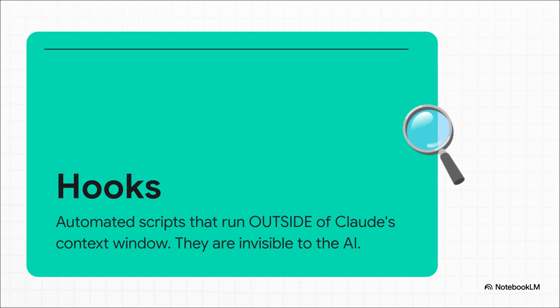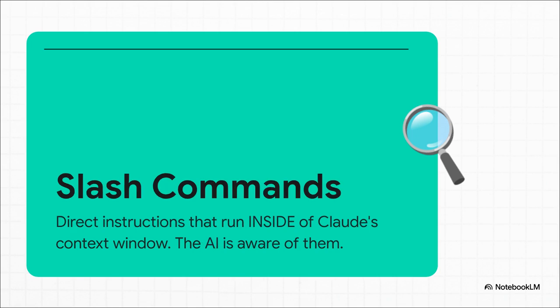First up, we've got hooks. The easiest way to think about these is as silent assistants. They're automated scripts that Claude doesn't even know exist. They just run in the background, triggered by certain actions, and they get information ready or do tasks without polluting that precious context window. And then on the flip side, you've got slash commands.